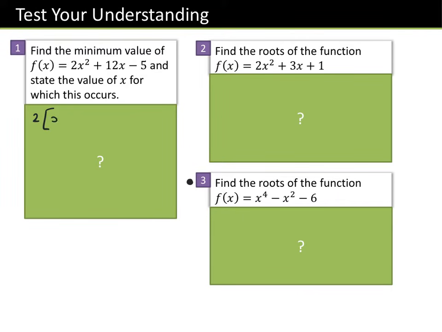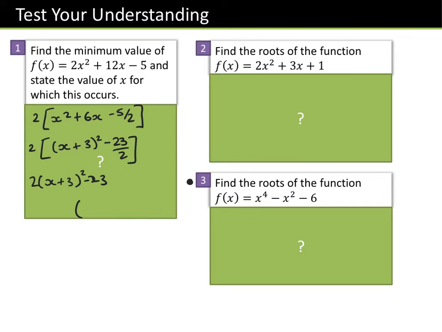So I'm going to get 2 lots of x squared plus 6x minus 5 over 2, which is 2 lots of x plus 3 squared minus 9, which is 18 over 2 minus 23 over 2. And then I'm going to get 2 lots of x plus 3 squared minus 23. So my minimum value is going to be at minus 3 and minus 23, okay?